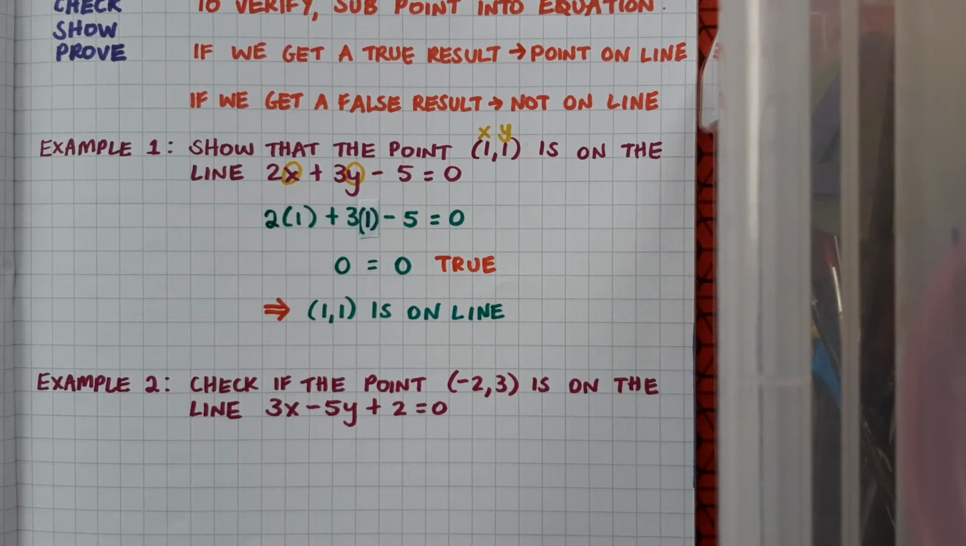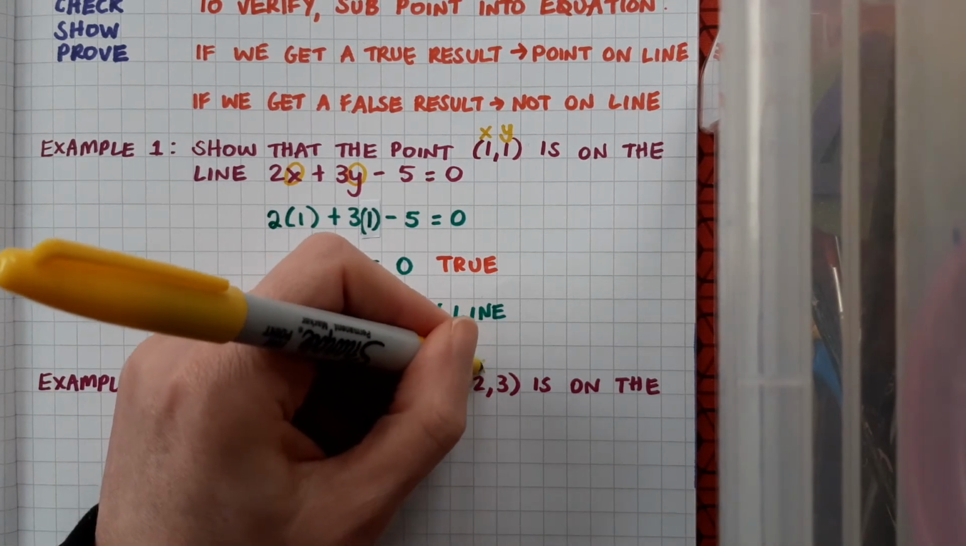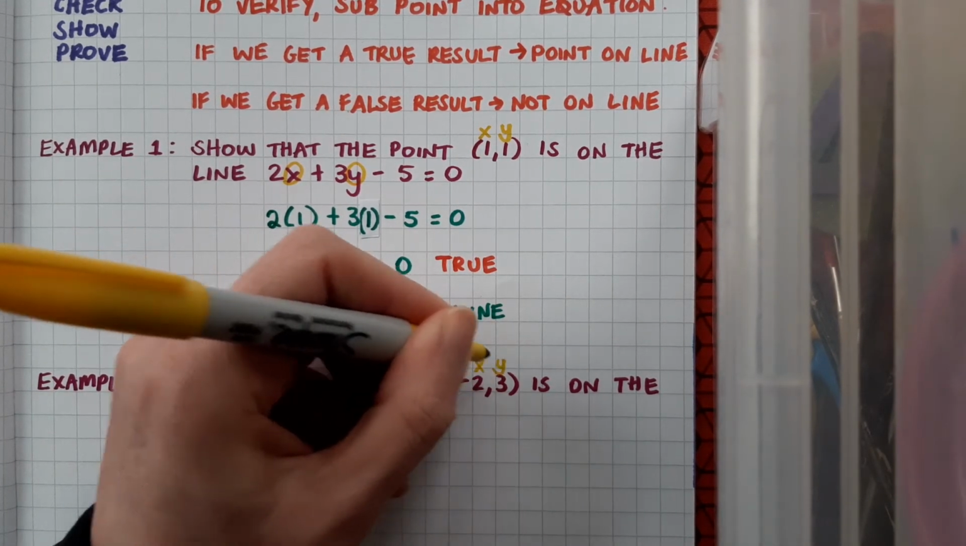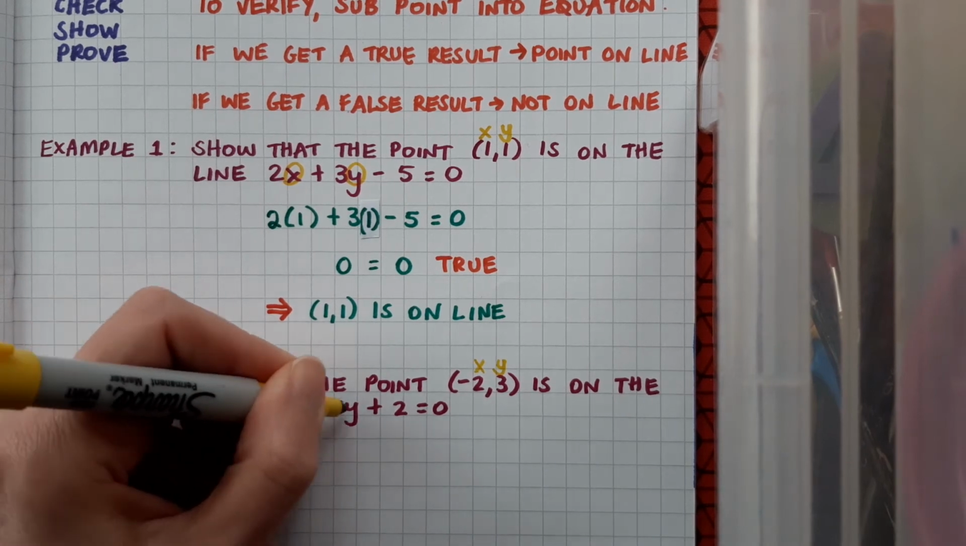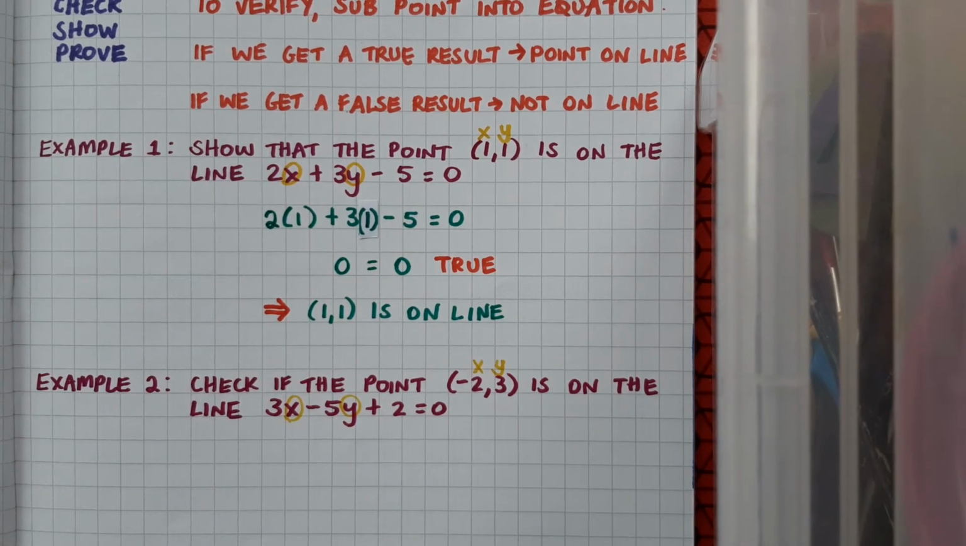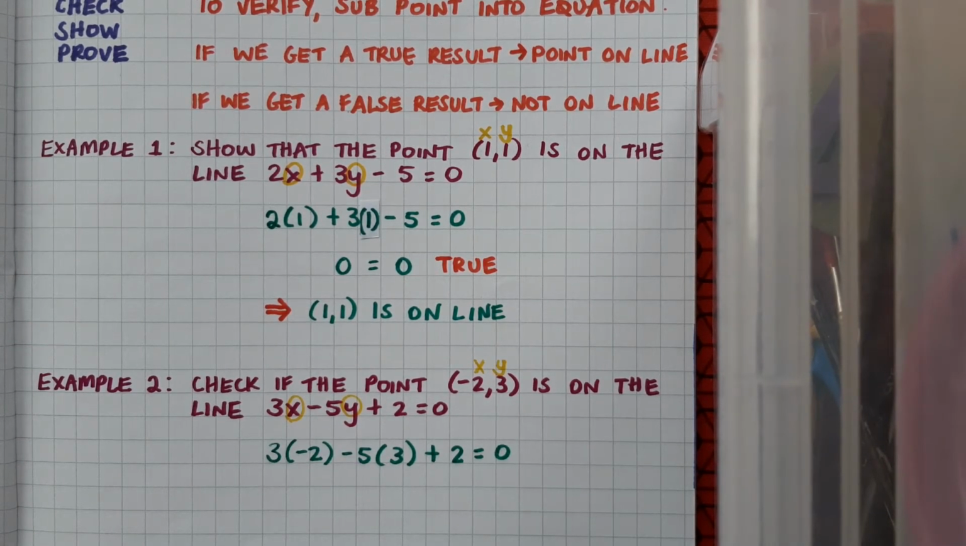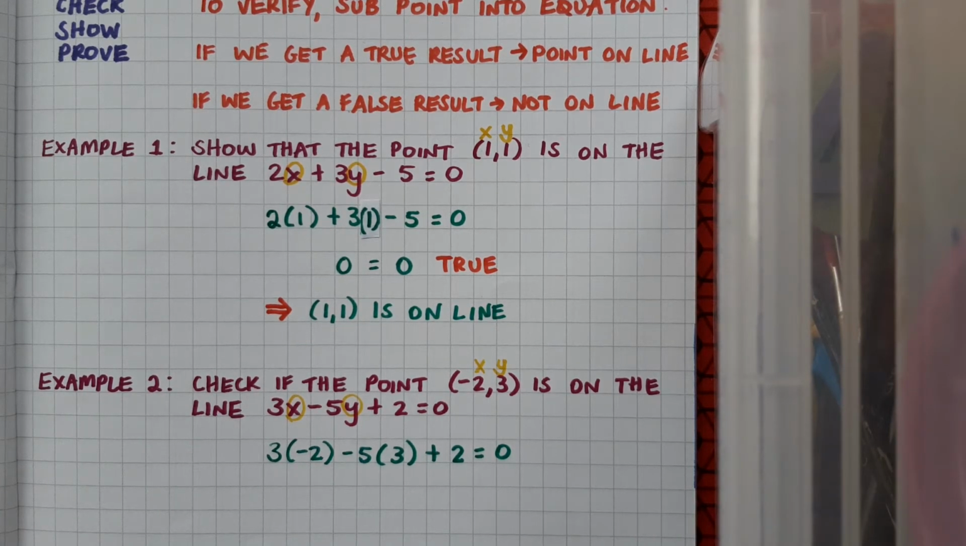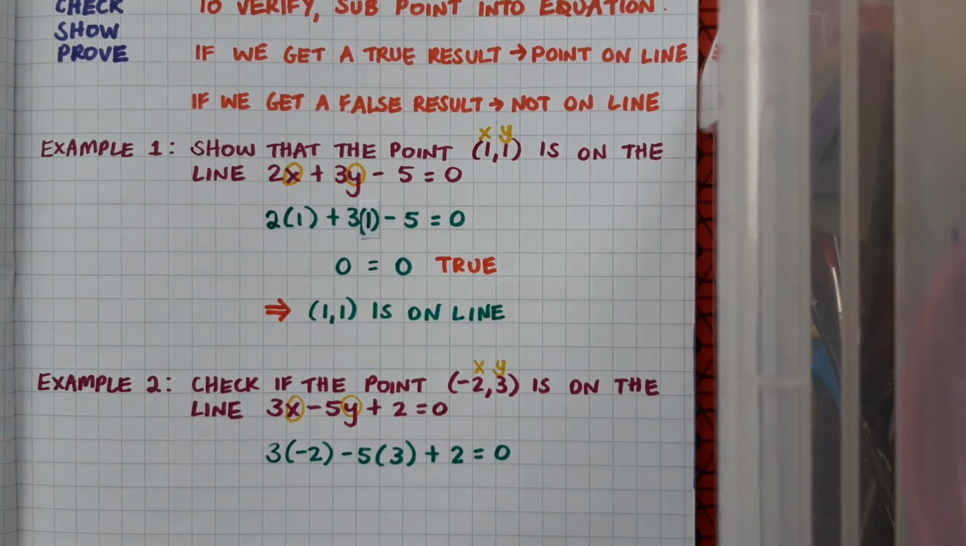Okay, so I want to check if the point is on the line. Well, what I'm going to have to do is sub it in. And of course, I know that my point is made up of an x and a y part, and they're going to get subbed in for the x and the y in my equation. And when I fill those values in, it'll look like this: 3(-2) - 5(3) + 2 = 0. And then again, I can go to my calculator and just stick in this whole left-hand side to see what I get.